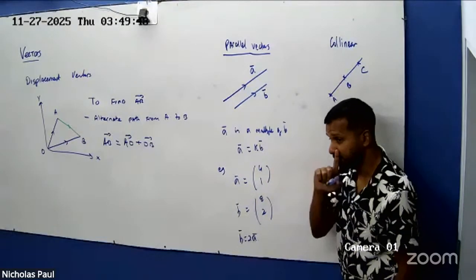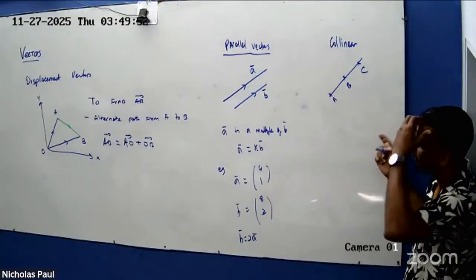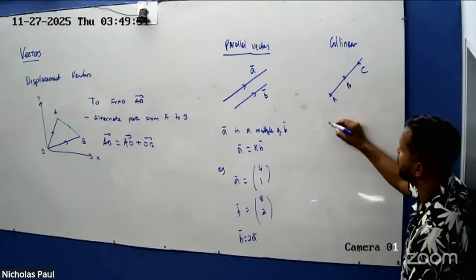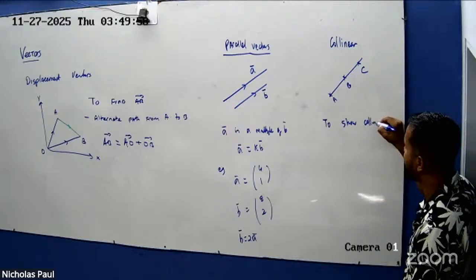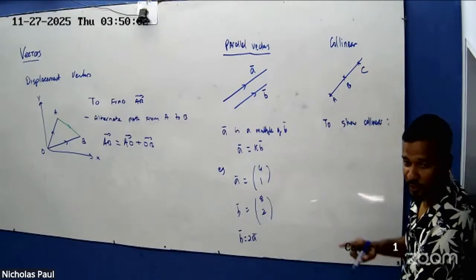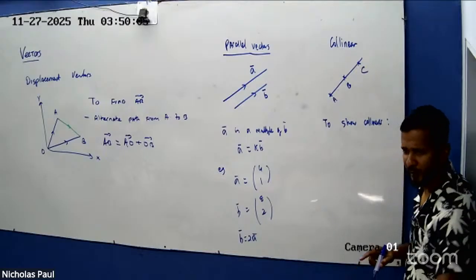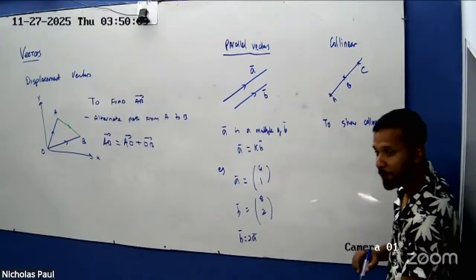That's okay? Right, last thing, hardest thing, collinear. It always comes, but I still want to show you. How do you show collinear? Collinear simply means that it's all in a straight line. Nathan, how do you show collinear again?